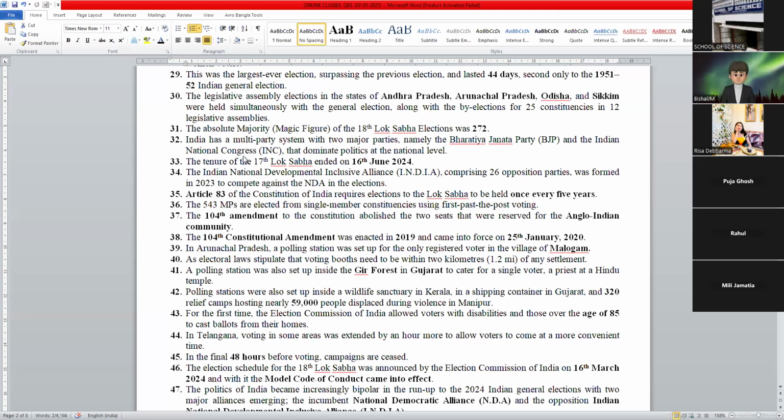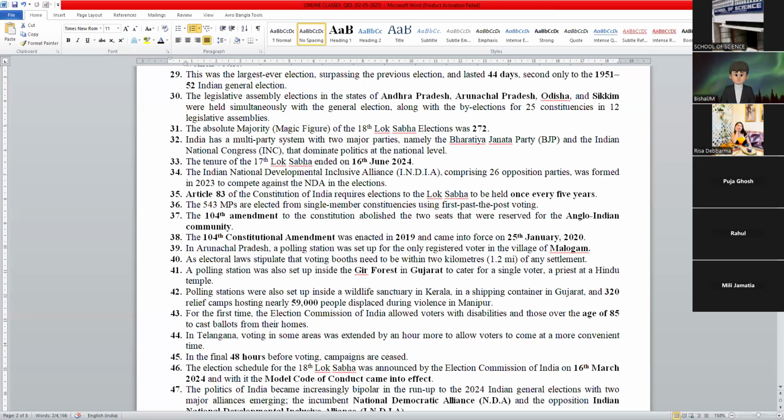Indian National Congress, that dominate politics at the national level. The tenure of the 17th Lok Sabha ended on 16th June 2024. Point number 34. The Indian National Development Inclusive Alliance, that is INDIA, comprising 26 opposition parties, was formed in 2023 to compete against the NDA in the elections.